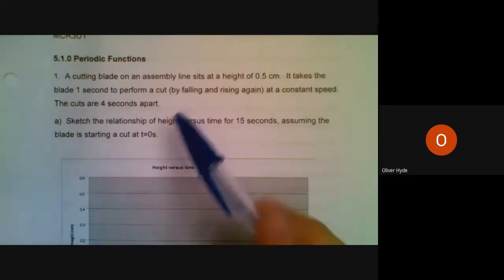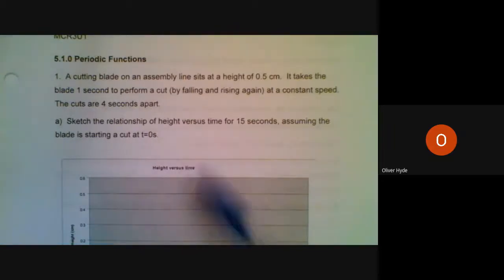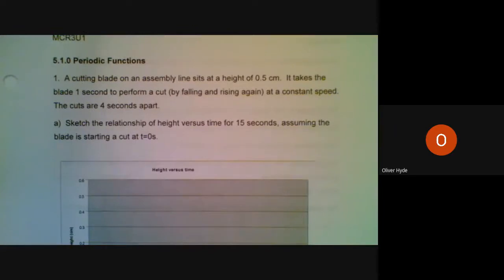I'm going to be just walking you through the entire lesson for 5.1 because there's a lot of new terms, or familiar terms that maybe mean something different in math, and we want to make sure everyone's on the same page.